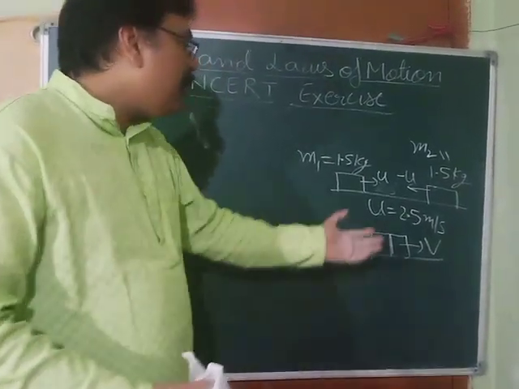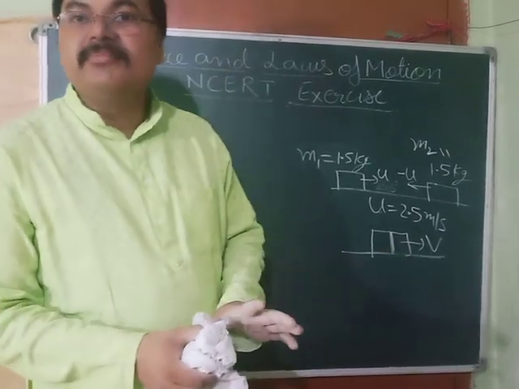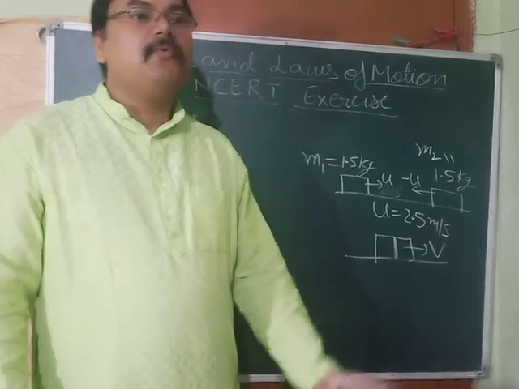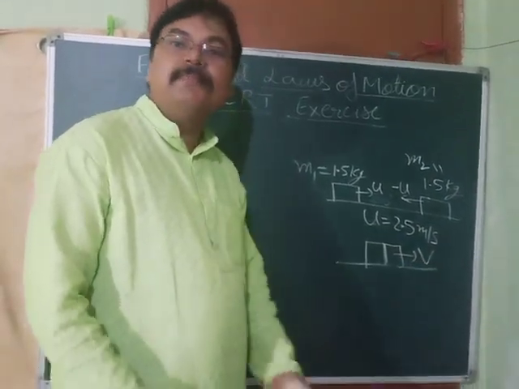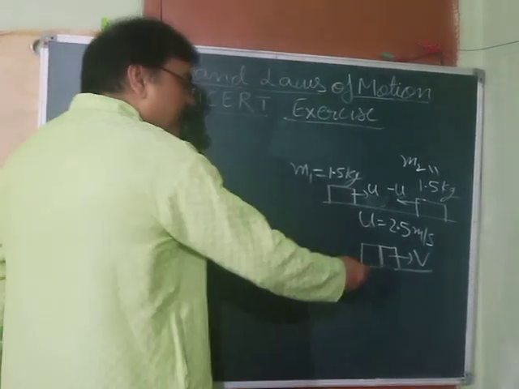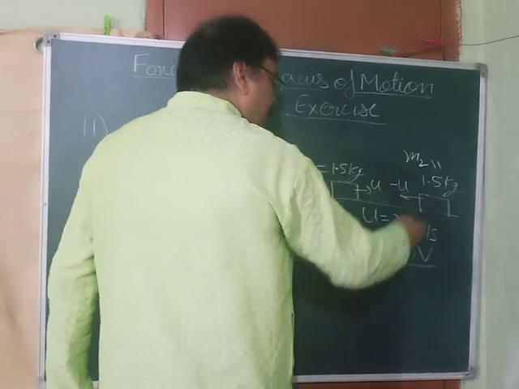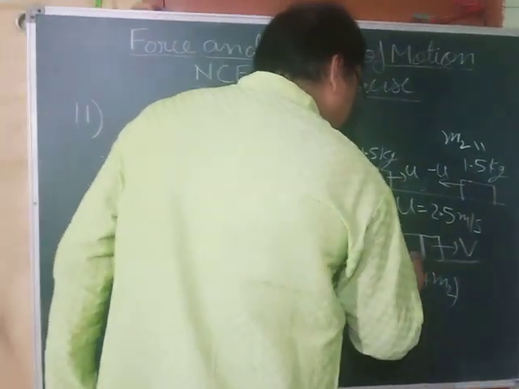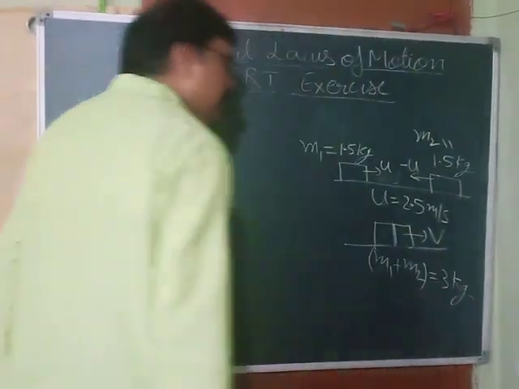Okay. Now, after some time they collide. Once they collide, they stick together. And after sticking, they are moving with a certain velocity v. What is the question? What is the value of this velocity v? Now, can you tell me what is the total mass now when they are stuck together? It is 1.5 plus 1.5. You can write its mass is m1 plus m2, that is equal to 3 kg. Okay, can you write this?